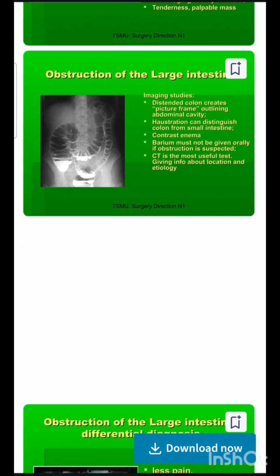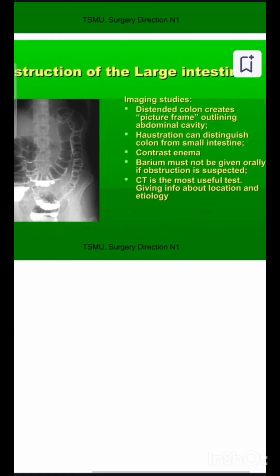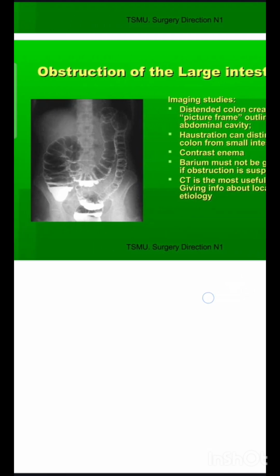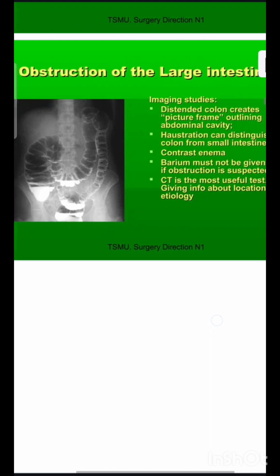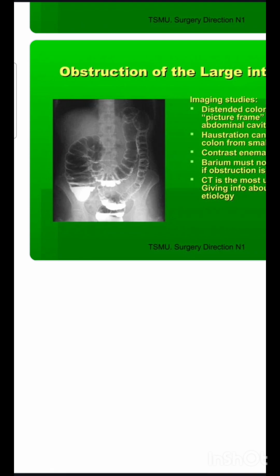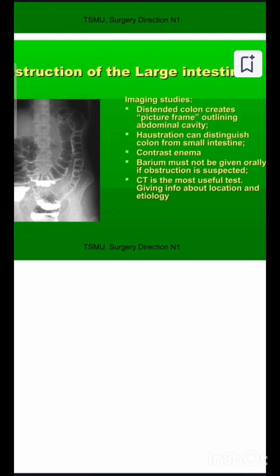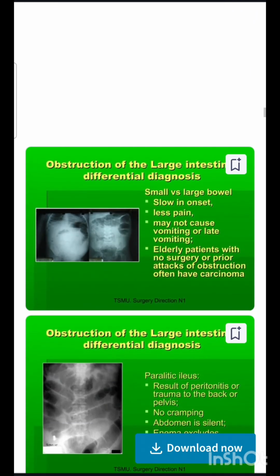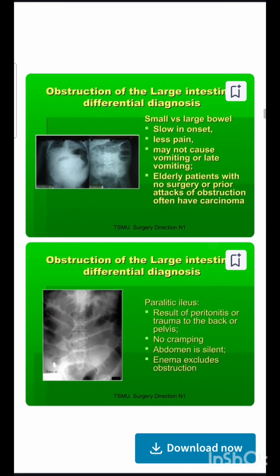The distended colon creates a picture frame outlining the abdominal cavity. X-ray can distinguish colon from small intestine obstruction. Contrast enema can be given, but barium must not be given orally if obstruction is suspected. CT is the most useful test, giving information about location and etiology. Now, in differential diagnosis of small intestine versus large intestine obstruction: small intestine obstruction is slow in onset and less painful.